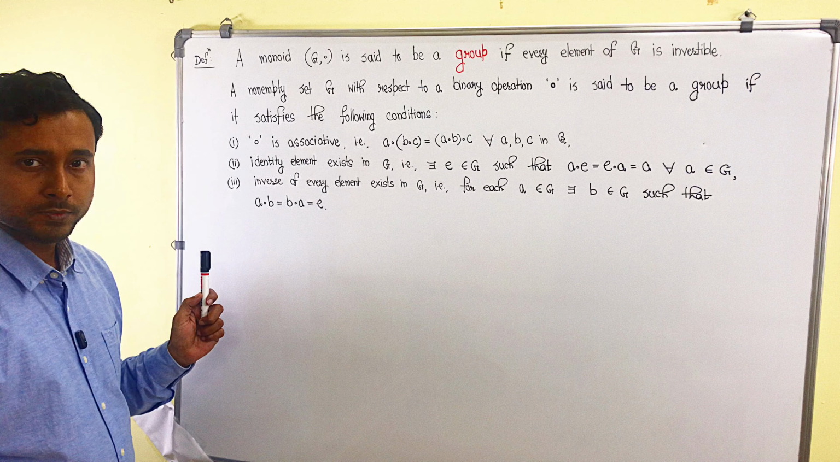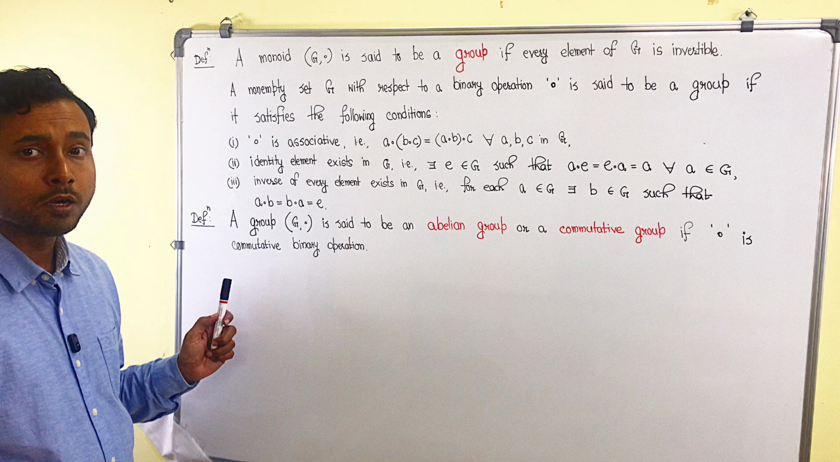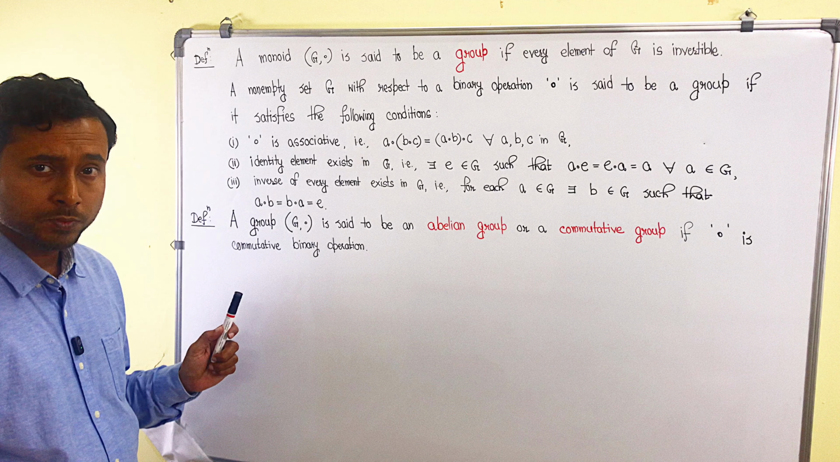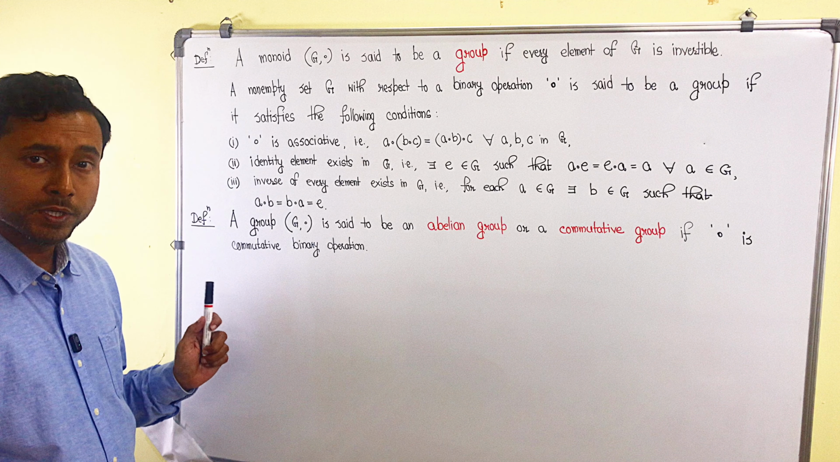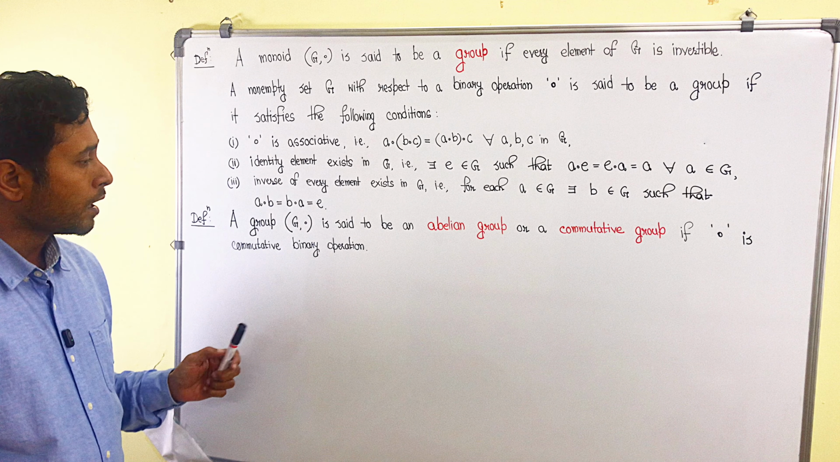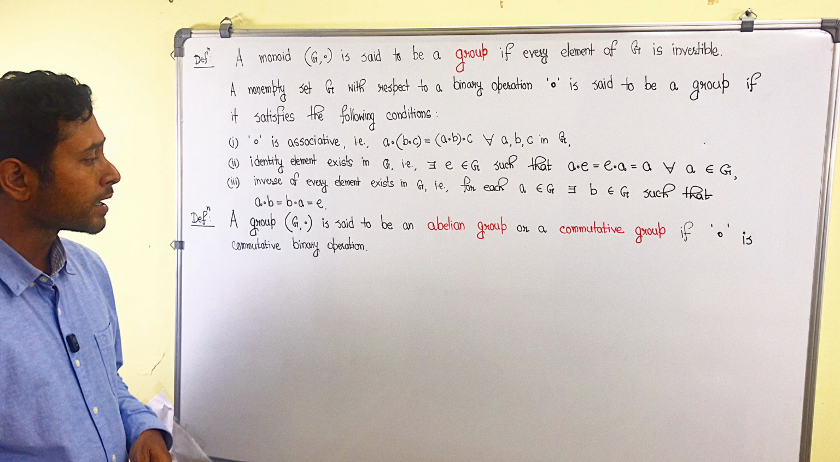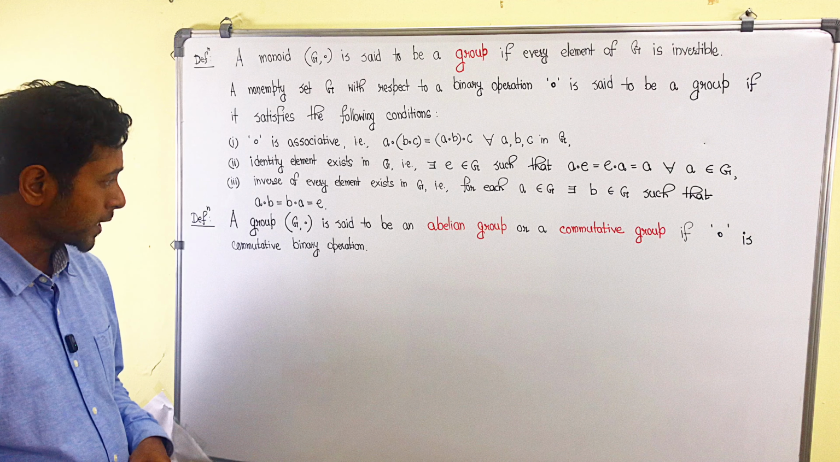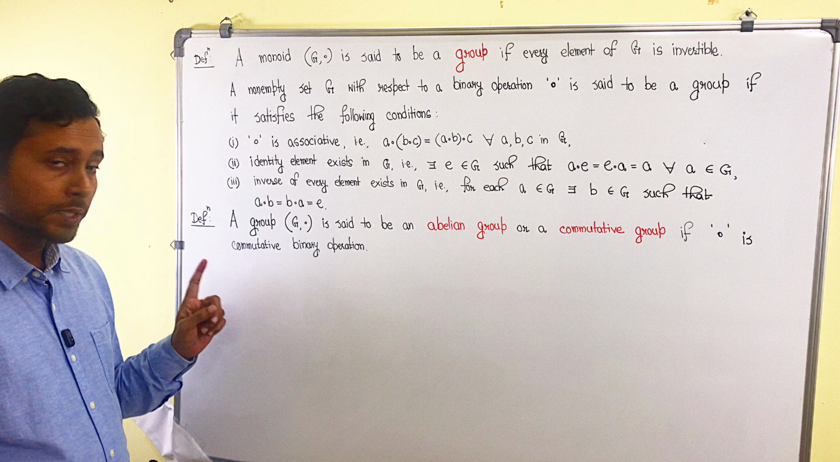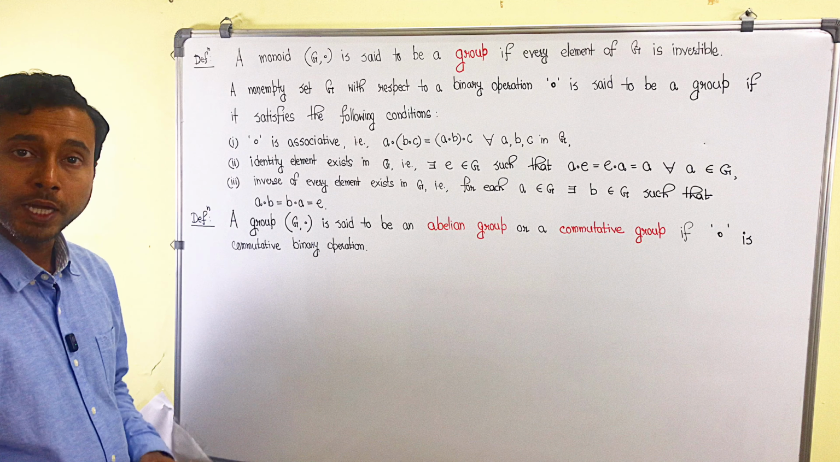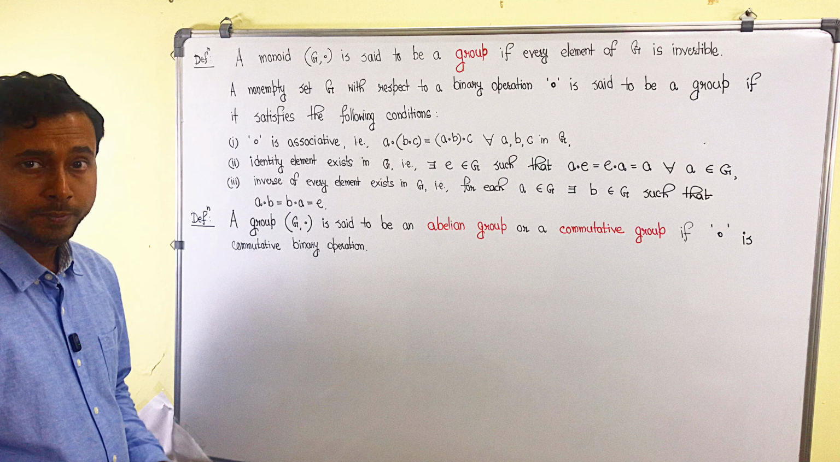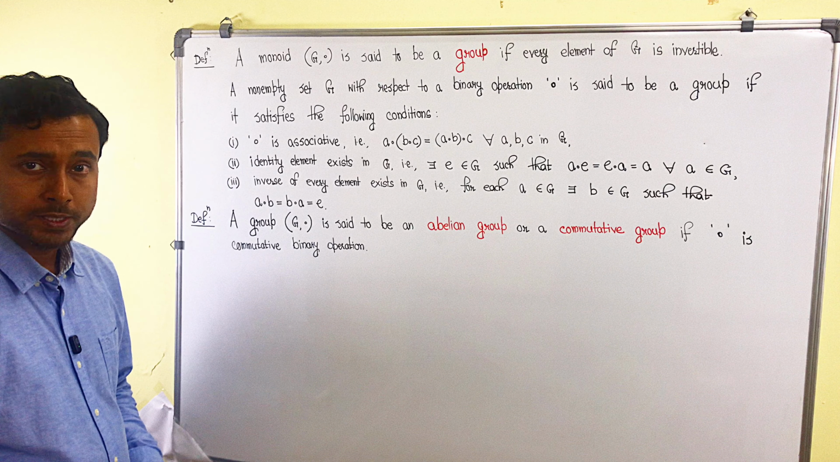A group G with composition is said to be an abelian group or a commutative group if the ambient operation, that is this composition, is a commutative binary operation. That is to mean that A compose B equals B compose A for all A, B in G. If this holds, then we call that group an abelian group. Now we'll see some examples of groups.